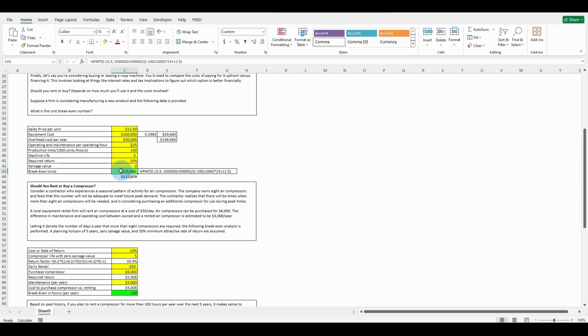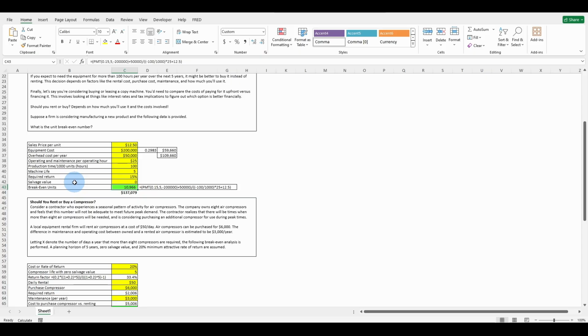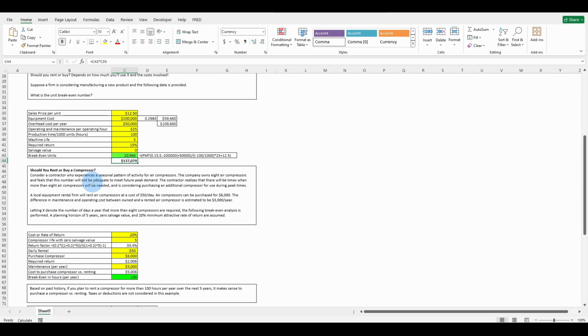So what we have to do, and again, you can do this with Excel, is use the payment function, taking the rate, number of periods, remember our 200 grand plus 50 grand, which is our overhead per hour. Then we're going to take this 100 production time divided by 1,000 times 25. That's just going to give us our cost to produce plus 12.5. It's going to give us this 13,966.